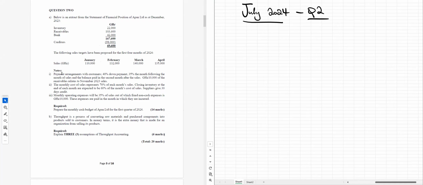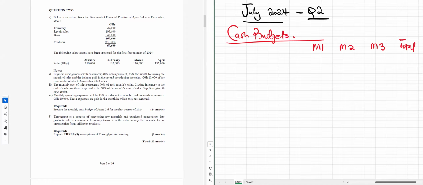So let's see. The thing about cash budget is that you are just getting your cash receipts and your cash payments and reconciling them with the opening balance, right? So if I have month 1, let's call this M1, M2, and M3, usually you have the total for reconciliation. So you have your cash receipts, and there are so many things that go into your cash receipts. In exam, you identify where you get your receipts and payments and post them.